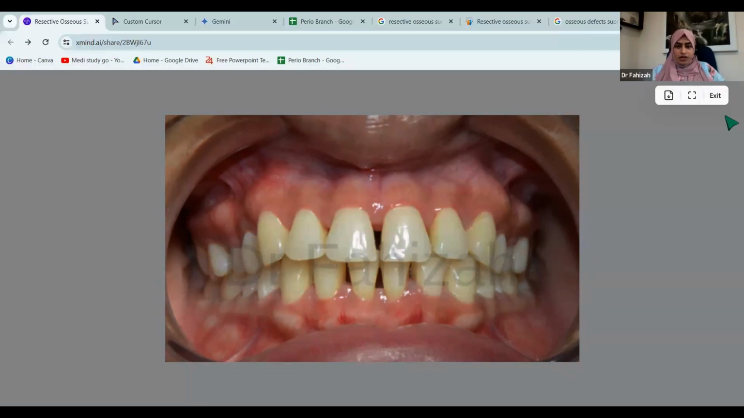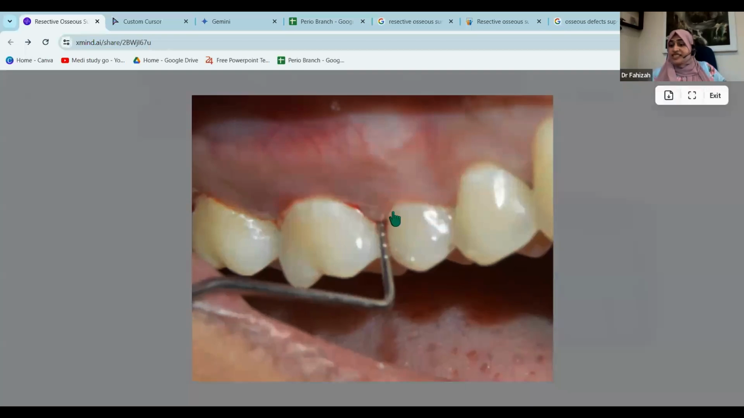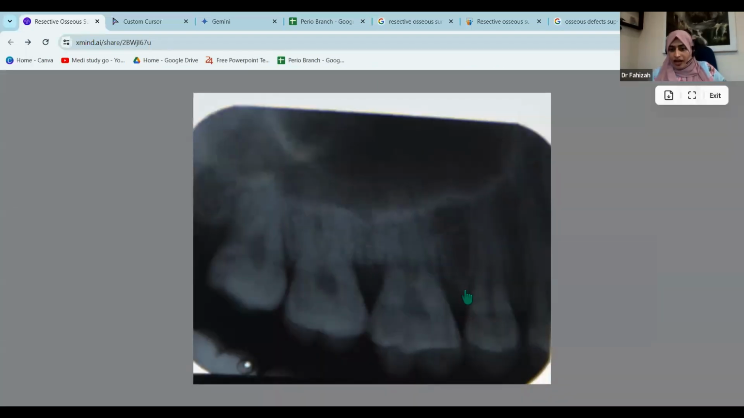Okay, let's come back to the patient. Her main problem was food lodgement in 1/6. We checked the probing depth. It was 7 mm over here, so a 7 mm deep periodontal pocket was there. We took an IOPM and found a vertical defect. Can you see a vertical defect over here? So now we know there is a bone defect, because of which there is food lodgement. So we need to correct the defect.